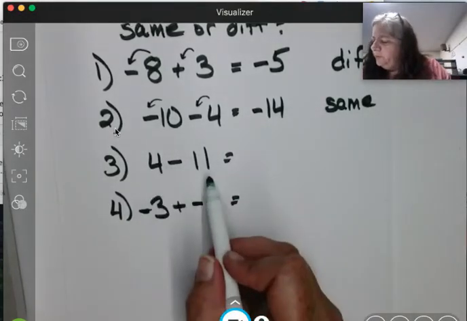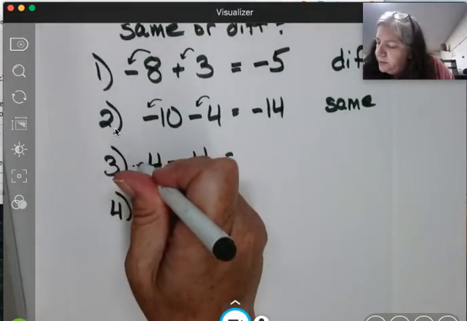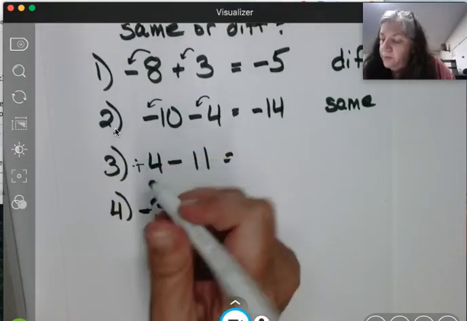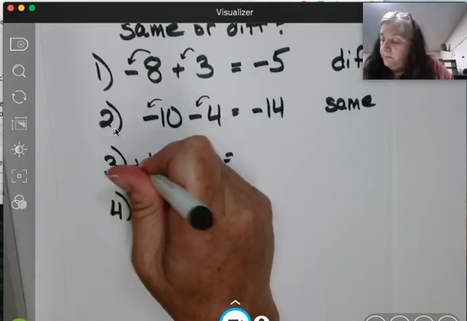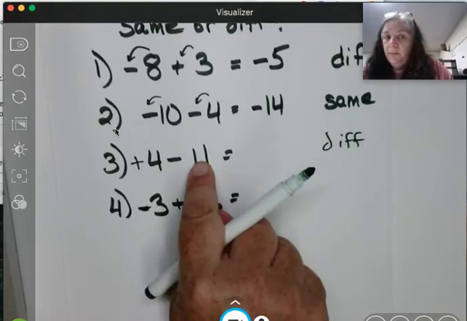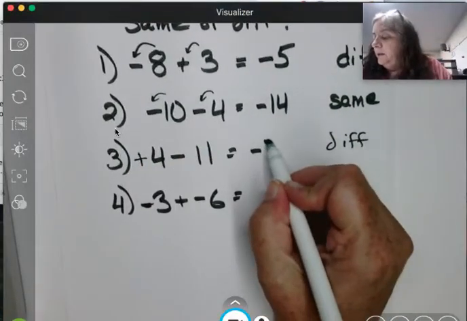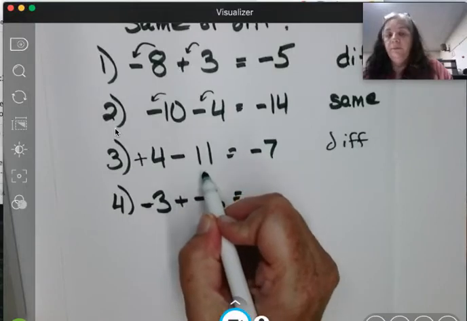Ooh, same or different? Definitely different, right? There's an invisible plus here. If the first number doesn't have a sign, it's a plus. So these are different signs. So I have to go big number minus little number. 11 minus 4 is 7. And it's negative because the 11 wins.